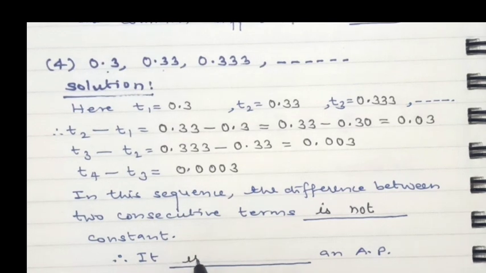Therefore, it is not an AP. When it is not an AP, you cannot write the common difference because you don't get any common difference. Here, the differences are not same, not constant, not fixed.